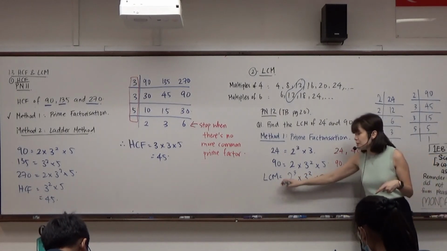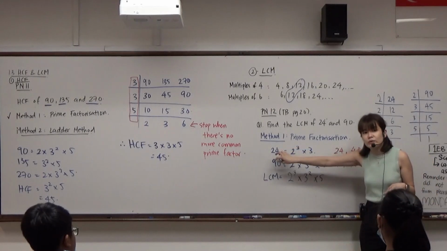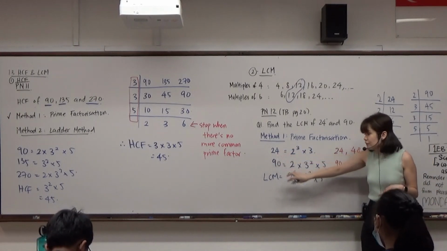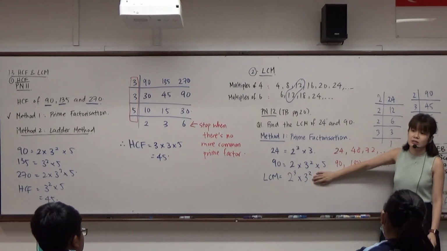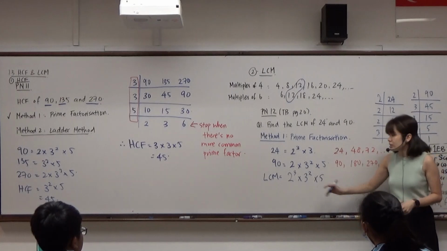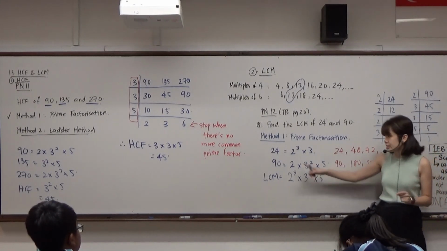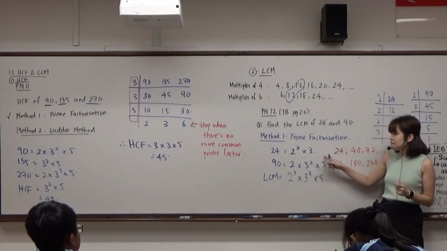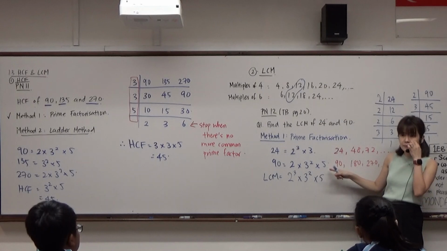Because multiple means that this number I can divide by 90, I can also divide by 24. Right? If I don't have the 5, this number cannot divide by 90. You can go and try it out. So when finding lowest common multiple, we always take the largest number. Even if we don't have it in one of them, we still take it. You understand what I'm saying?